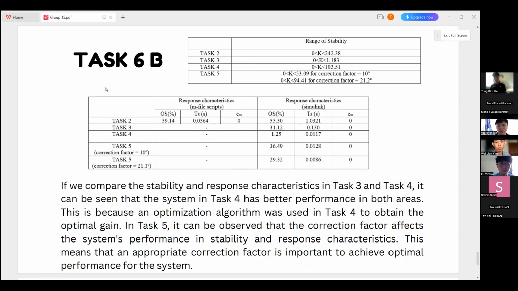If we look into the result in task 5, it can be observed that the different correction factors in the lead compensator can affect the performance in both stability and response characteristics. Therefore, we can conclude that the correction factor should be adjusted according to the desired system specification.